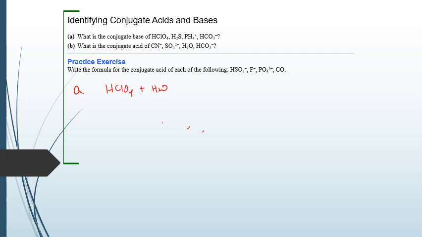I would react that with the H2O, and it is going to react to form the H3O+, and I would have the ClO4-. I know this is going to be the case because I have HClO4, which is an acid, so it's going to donate its proton. So I can call this the Bronsted acid. This would be the Bronsted base, and then from here I would have my conjugate acid, because again it would give up the H+, and I would have the conjugate base being the ClO4-.